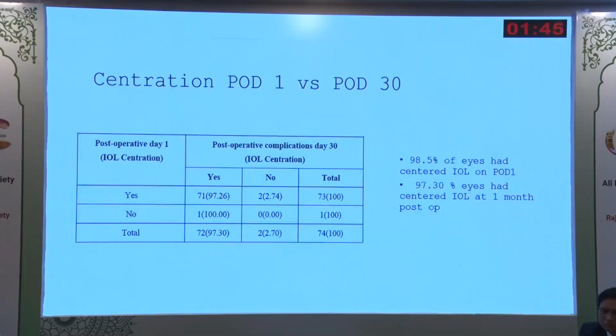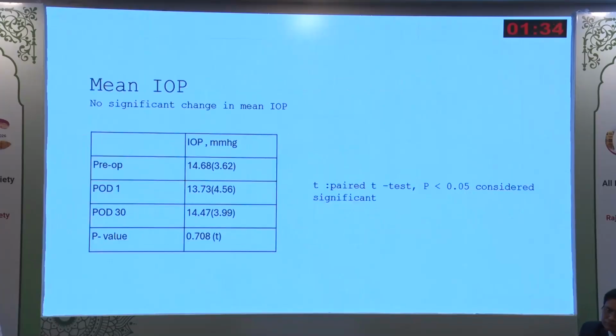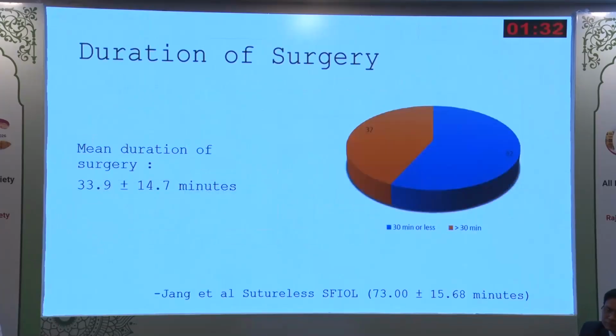Regarding centration, we had 2 cases of IOL decentration at 1 month post-op in a dilated pupil. On undilated pupil, they were fine, so we did not have to do any resurgery. There was no change in the intraocular pressure. Coming to the main thing, in 60% of our cases, the surgical time was less than 30 minutes.